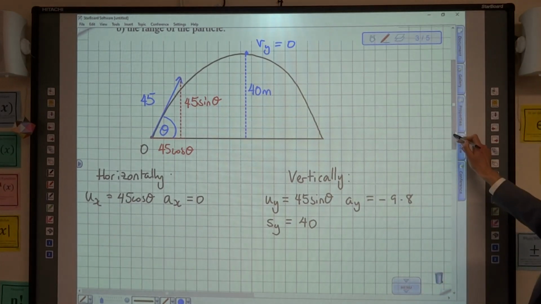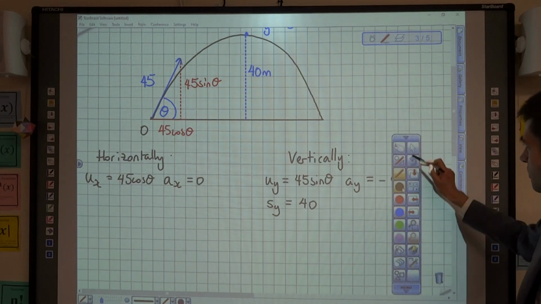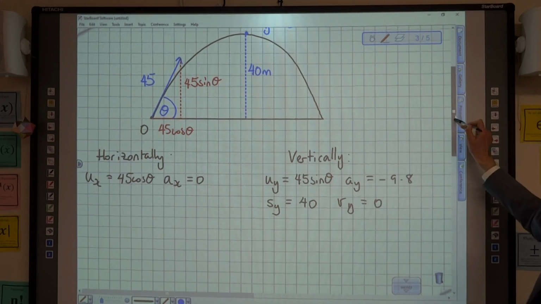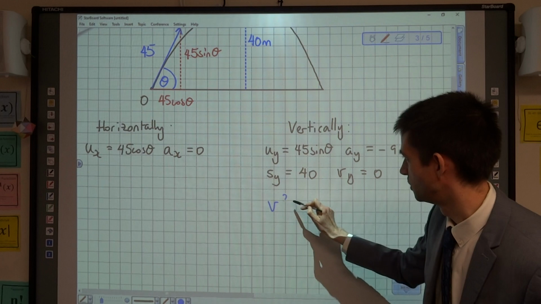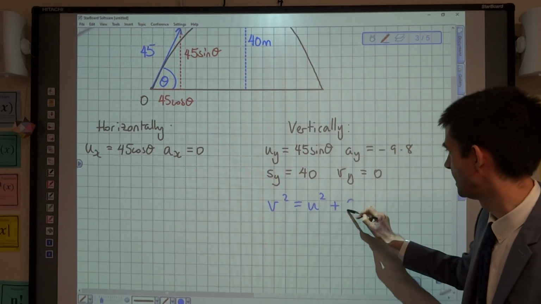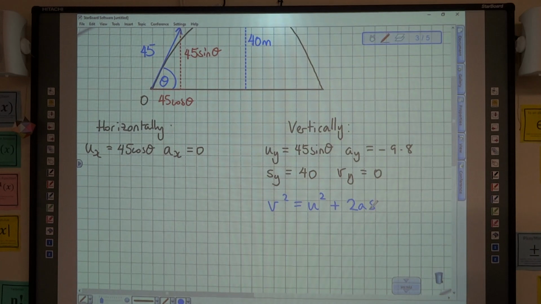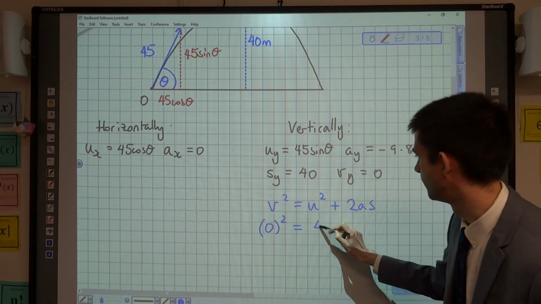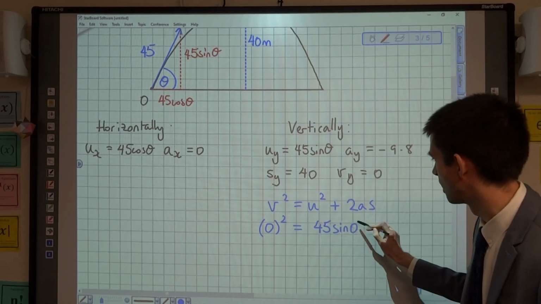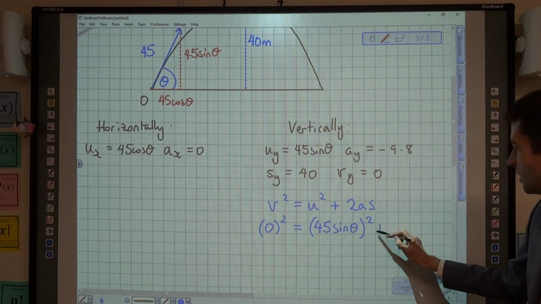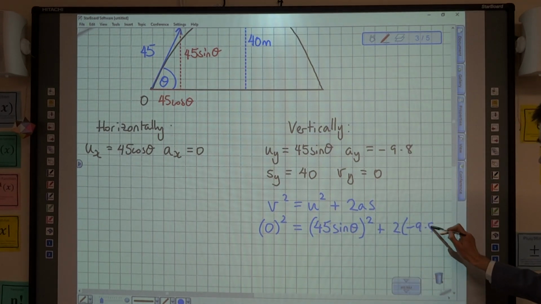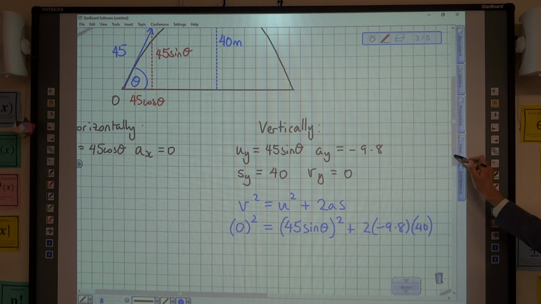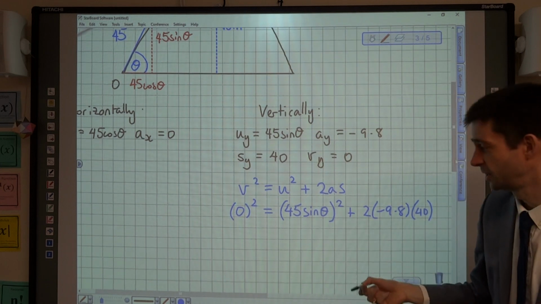So over on the right hand side then, we're going to add in the fact that we know that Vy is equal to 0, because that means I'm going to be able to use the equation v squared equals u squared plus 2as, because I have all that information available to me. So v is 0, u is 45 sine theta, so I'm going to make sure I put that in a bracket, all squared, plus 2, acceleration is negative 9.8, and s is 40, and it's positive 40, because it's 40 meters above where it started.